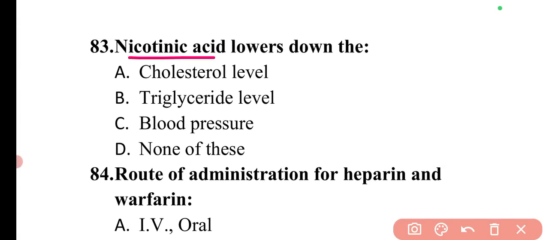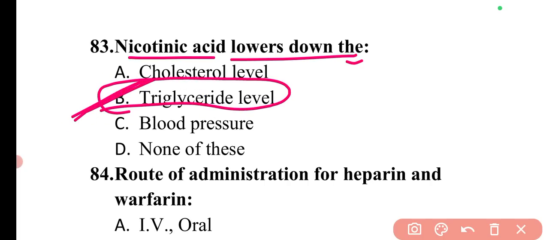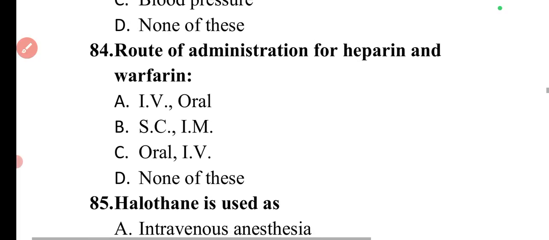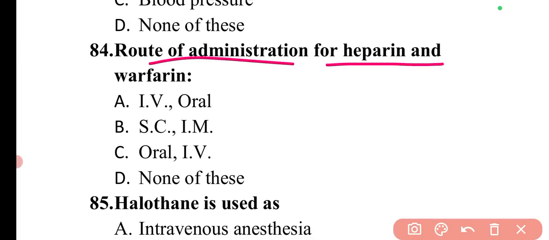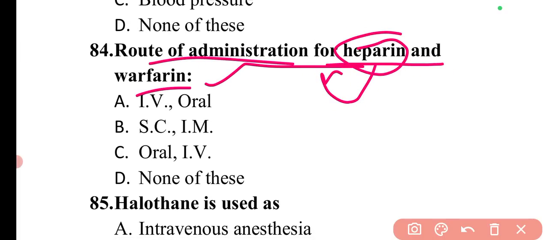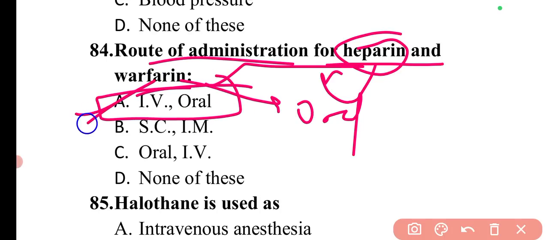Next question is, nicotinic acid lowers down the. Basically nicotinic acid lowers down the triglyceride levels. So here option B is correct. Next question is, route of administration of heparin and warfarin. So heparin is given IV and warfarin can be given oral. So here the correct answer will be option number A.